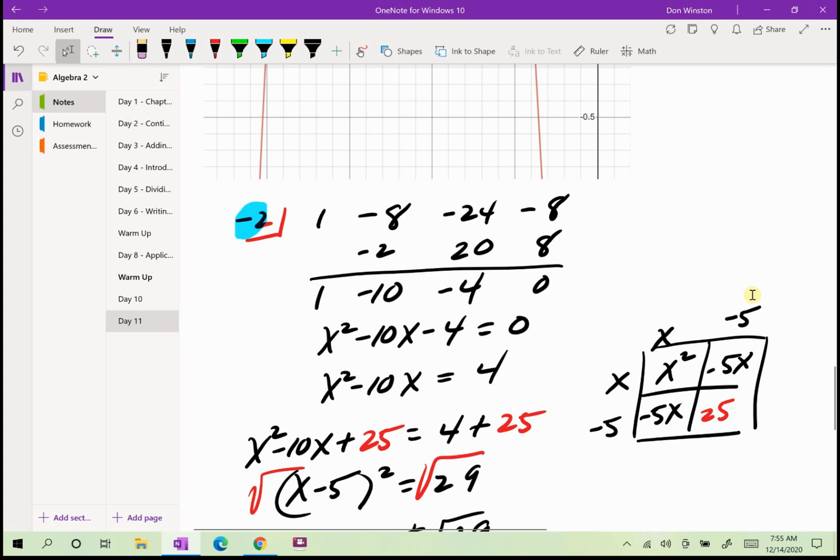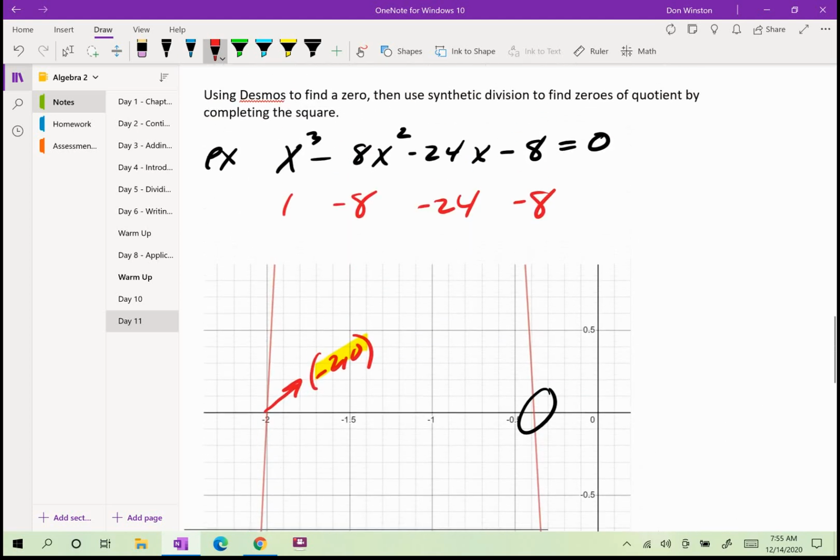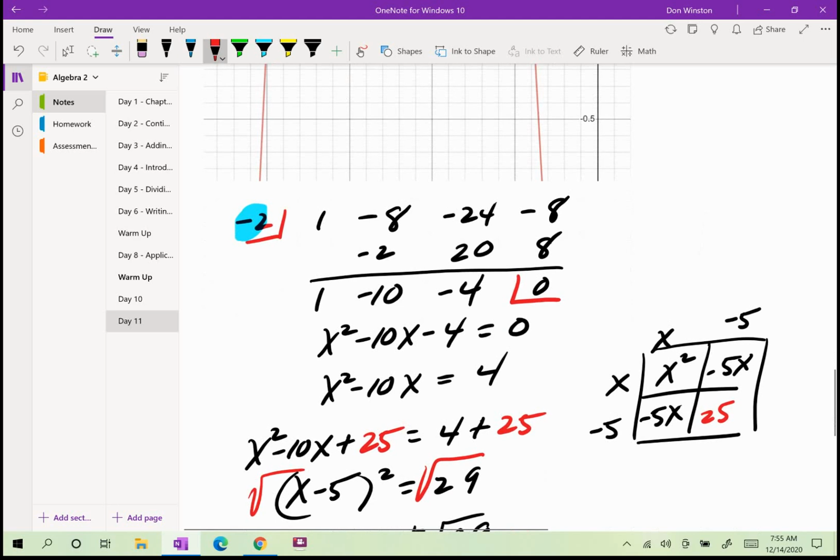And I should get a remainder of 0, right? Because I saw a 0 in decimals, which was negative 2. Well, that just means that I was able to factor that, or x plus 2 was a factor. All right. So now I have 1, negative 10, negative 4, and we interpret that again.